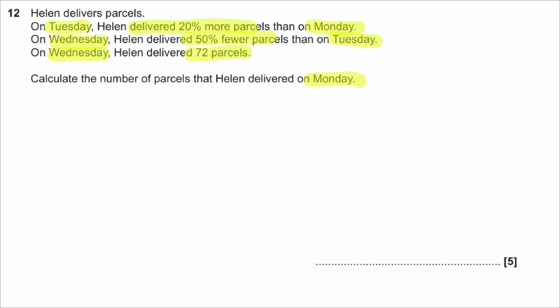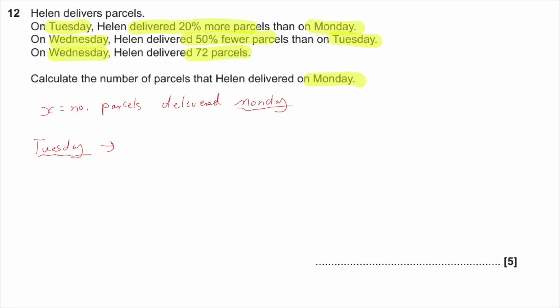Now, because we don't know how many parcels she delivered on Monday, I'm going to say x is equal to the number of parcels delivered on Monday. Now that's important. Now on Tuesday, my handwriting is not too good, but hopefully you can read that. On Tuesday, she delivered 20% more.